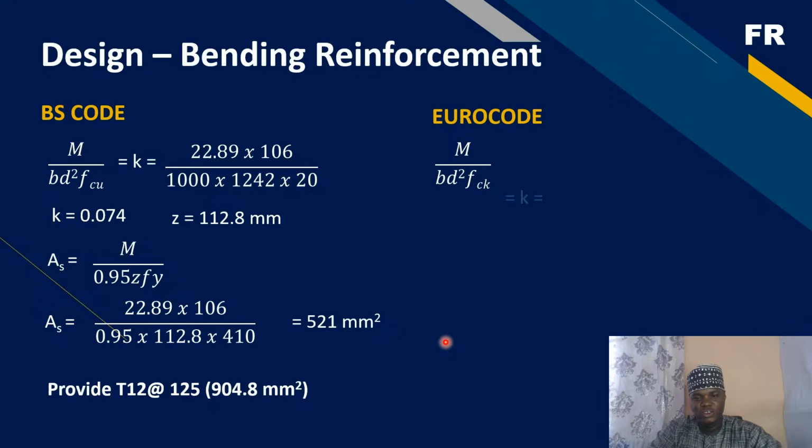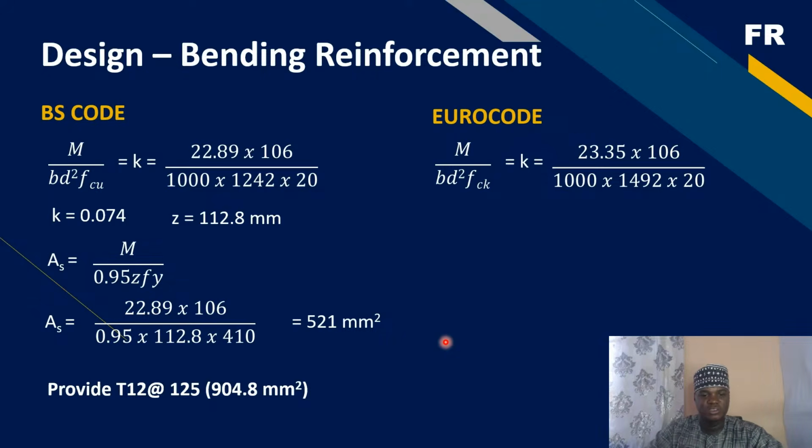Then for the Eurocode, we substitute the same thing. Our moment now is 23.35. Then we substitute b of 1000. d is now 149 squared, so this is 149 raised to the power of 2. Then times 20. This will reduce the K to 0.052. Then we can calculate a z of 141.8.